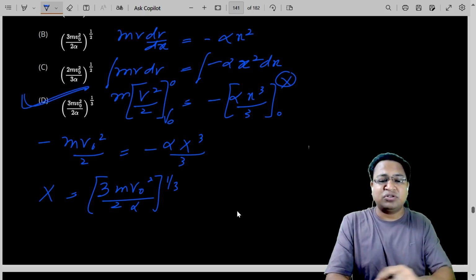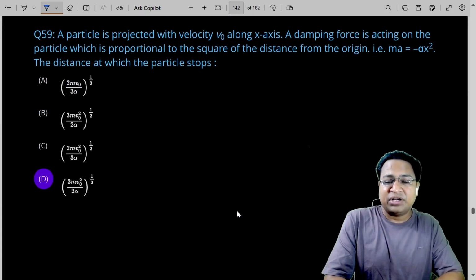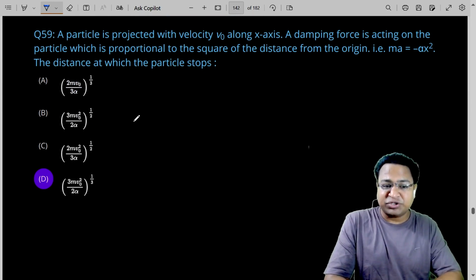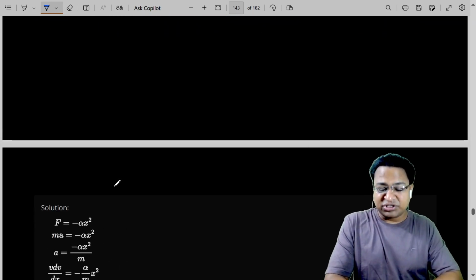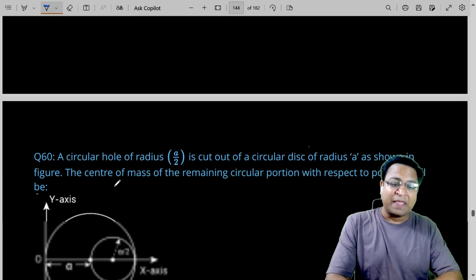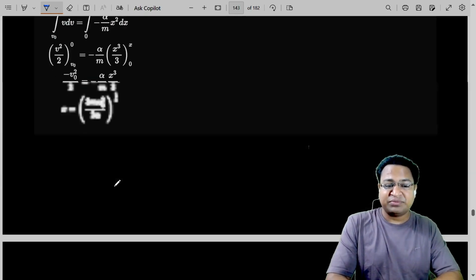Option D matches with this, so option D would be the right answer. Okay, here we have made an assumption that the particle was projected from origin, because if we don't make that assumption, then we will not be able to solve this question. Okay, and similar situation will be there in the JEE Main exam also. So we are free to make reasonable assumptions then.